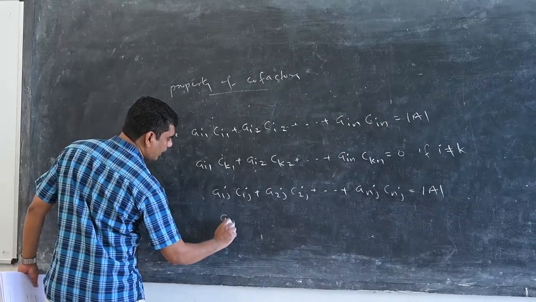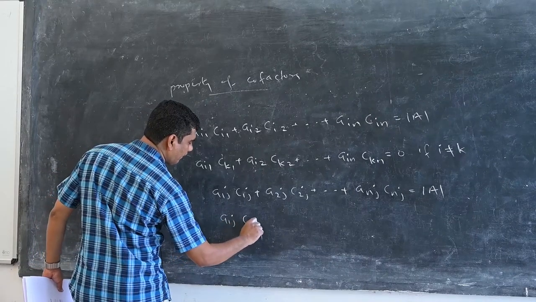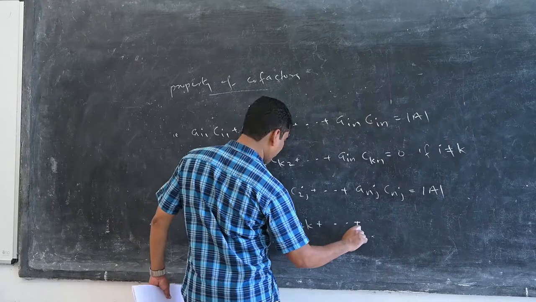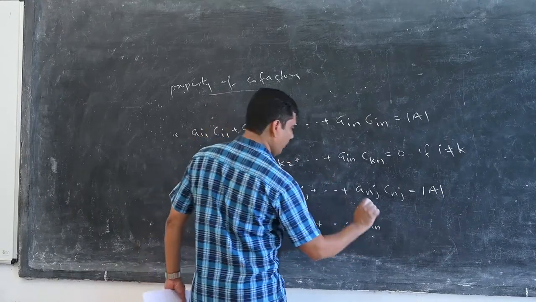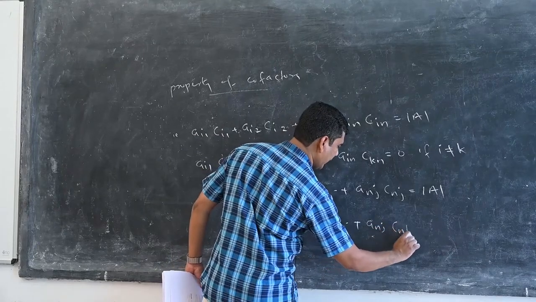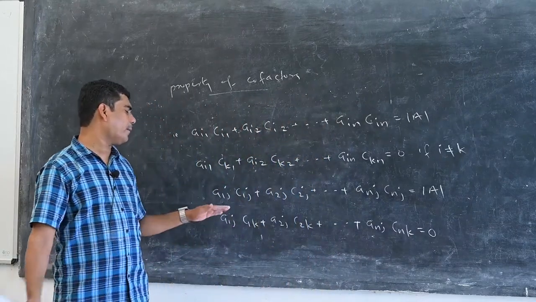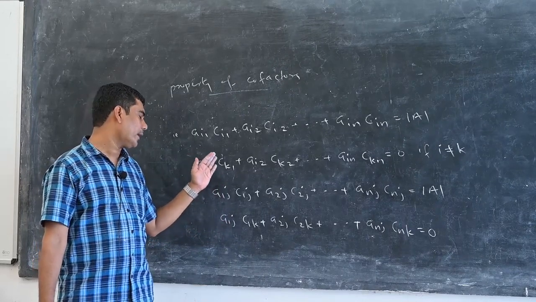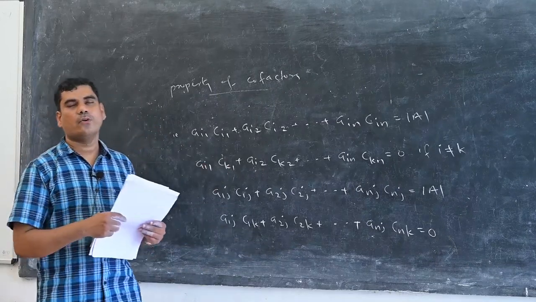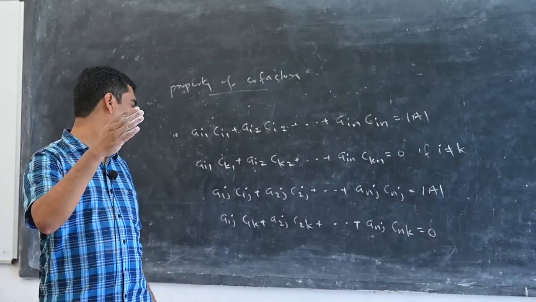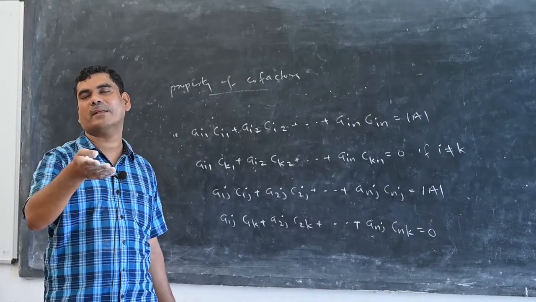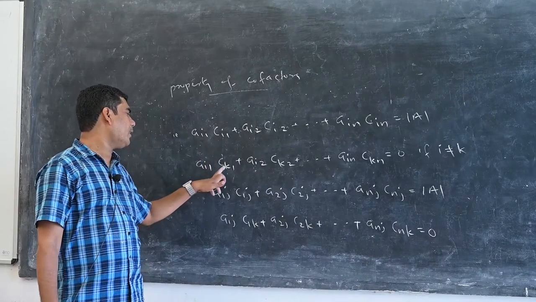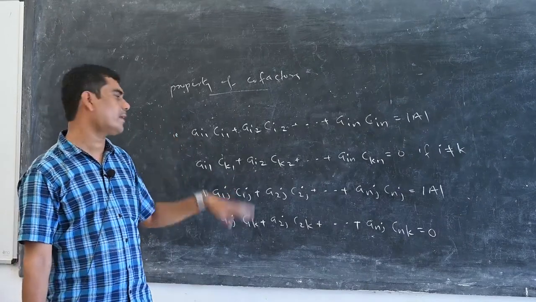This is a1j into c1k plus a2j into c2k plus etc., anj into cnk, this is equal to 0. Here we multiply the jth column of the matrix A with cofactors of the kth column of the matrix A. One column take here, the cofactors of another column take here, multiply them, add them, we get zero. Similarly for rows, take a row, take cofactors of another row, multiply them, add them, we get zero.